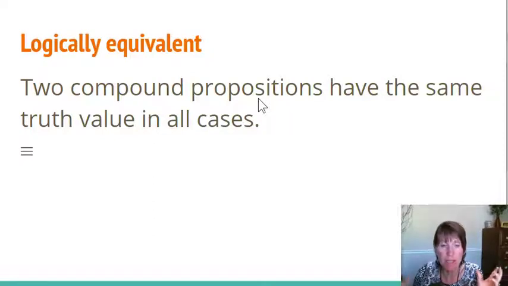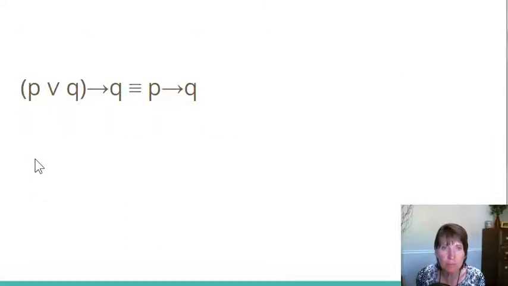Now, being logically equivalent means that two different compound propositions have the same truth values in all cases. And there's an operator for it, and that's this operator with 3 lines. So it's kind of like an equal sign, but it has 3 instead of 2. And what you do is you need to look at, there's 2 different propositions, right? The one on the left and the one on the right. And you can just draw a truth table that reflects these.